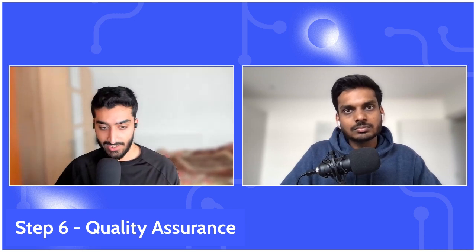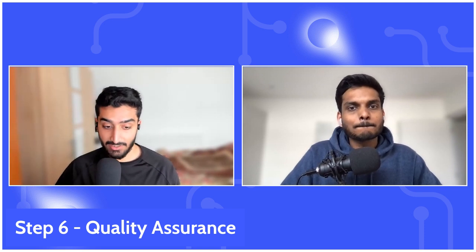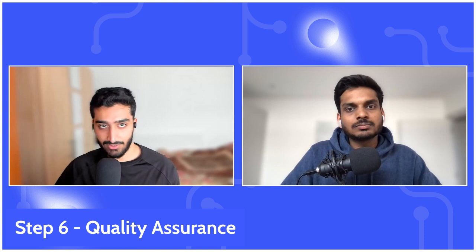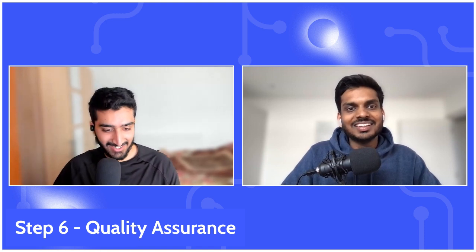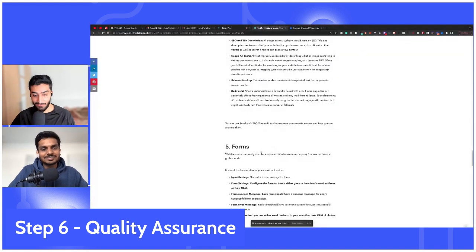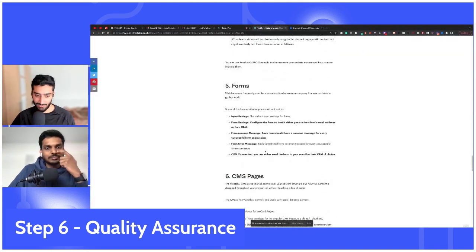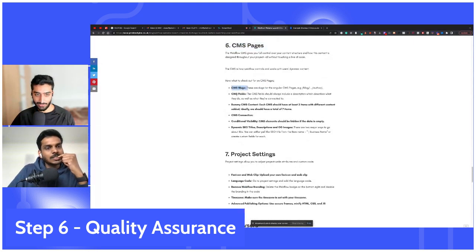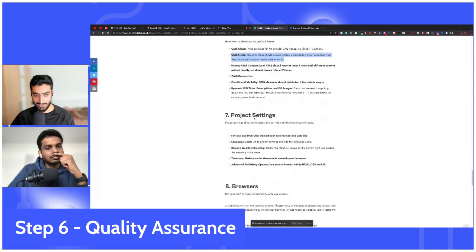Step four is your SEO. So making sure your headings, your alt tags, your 301 redirects, SEO titles, all of that is set up. Number five is your form submissions, so making sure the inputs are correct. Step six is CMS pages, so making sure your slugs and your fields are all correct.